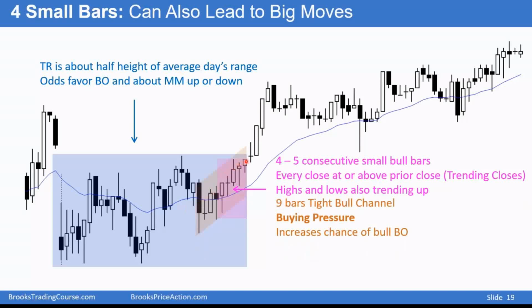9 bar, very tight bull channel. Buying pressure increases the chances of a bull breakout. Bulls will start to buy above bars here. Here we have a breakout closing on its high. They'll buy that close or they'll buy above the high of that bull bar, expecting at least higher prices.